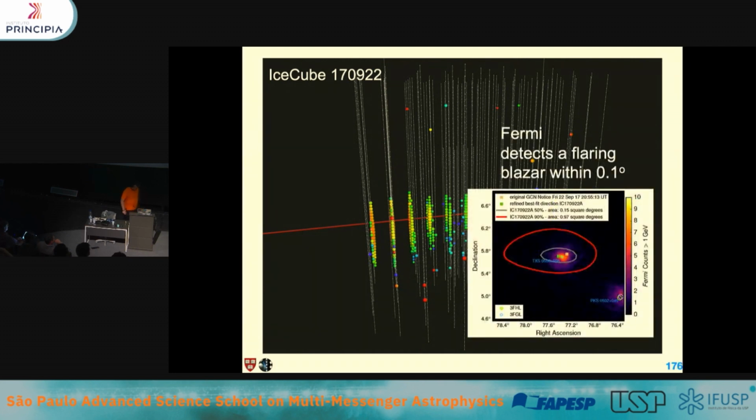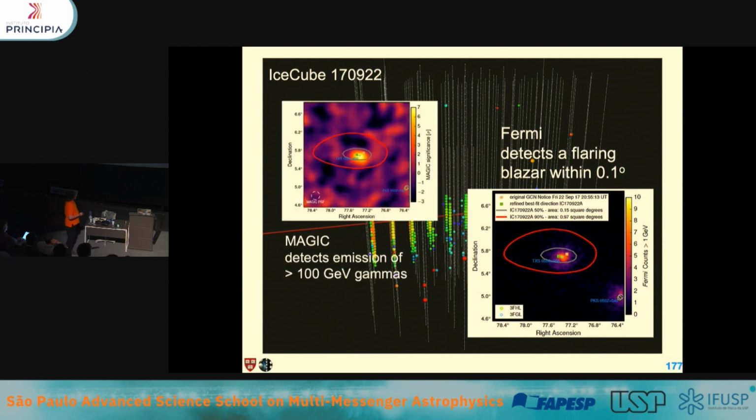And this event was actually seen in coincidence with a flaring blazar, and the blazar was TXS, and Fermi saw it within 0.1 degrees. And so this actually was the first high significance astrophysical neutrino source. So I've shown things a little out of sequence. The NGC observation actually came later. This was earlier. So this was really exciting in our community. And it was seen in other observatories. For example, MAGIC also saw this flaring event.